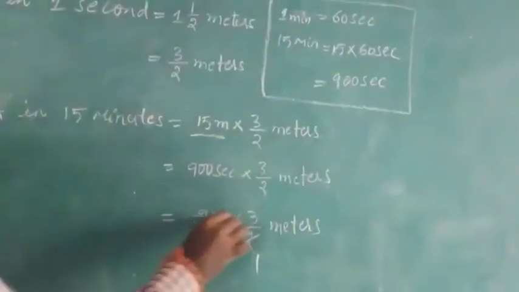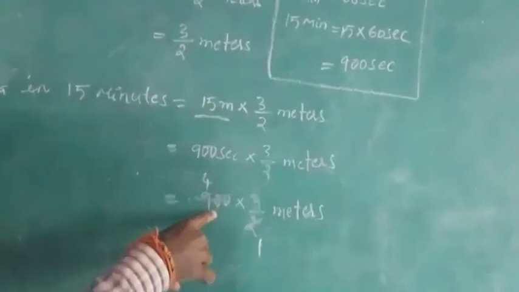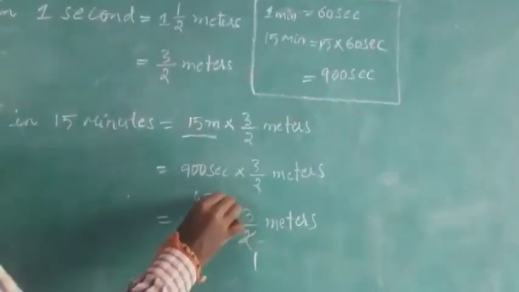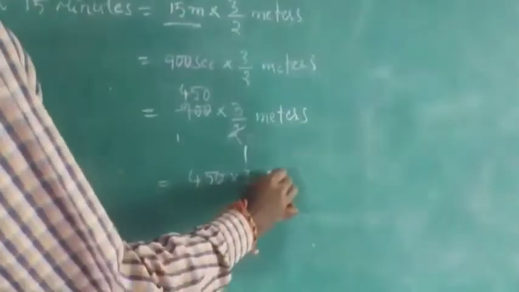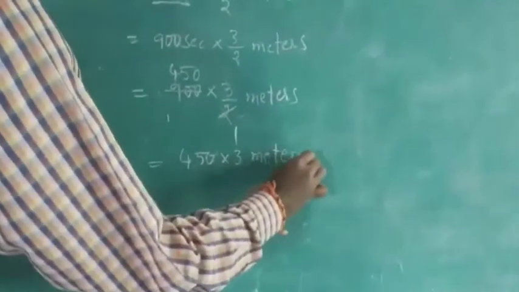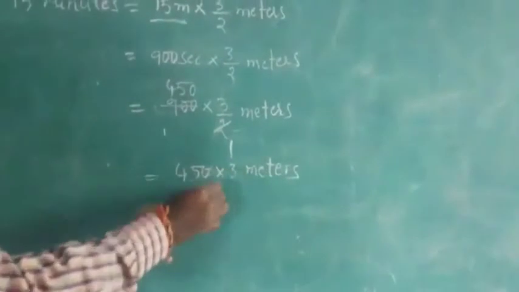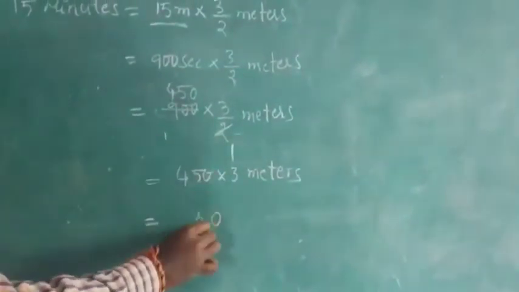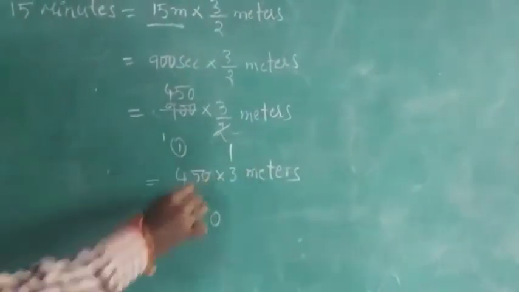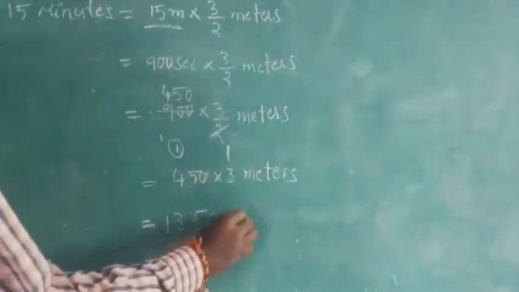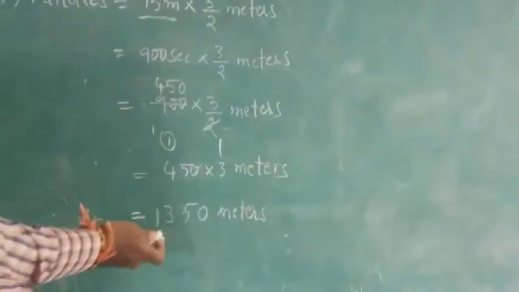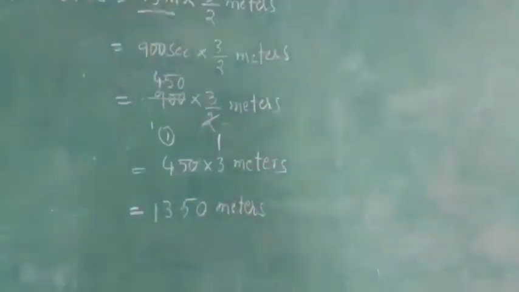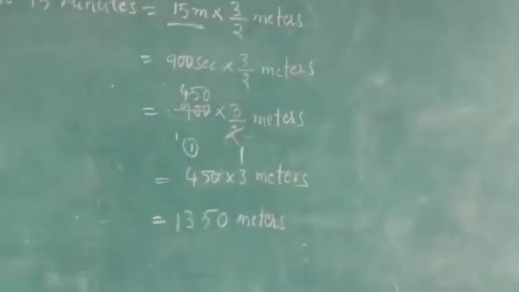2 ones are 2, 2 fours are 8, 1 carry, 2 fives are 10, 0. It means 450 into 3 meters. So multiply: 3 zeros are 0, 3 fives are 15, 1 carry, 3 fours are 12, 13. How many meters will he walk in 15 minutes? 1350 meters he will walk in 15 minutes.